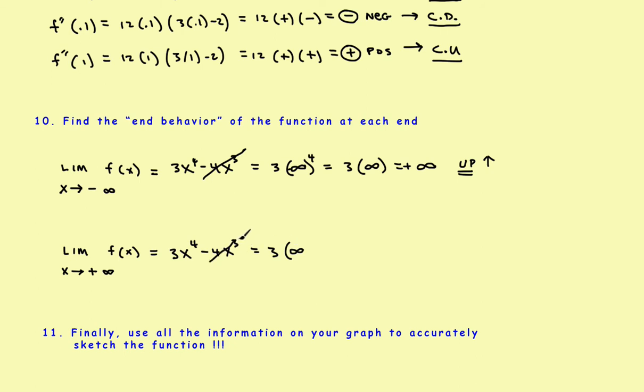And again, this is the dominant term, so you don't have to worry about this term. This would be to the fourth, which would be a large number to the fourth power is just a large number, and 3 times a large number is a large number. So this one also turns out to be a positive infinity. So again, as you go way off to the right, this time, this one also goes up. So the end behavior of the graph is that both ends have y going up toward a positive infinity.